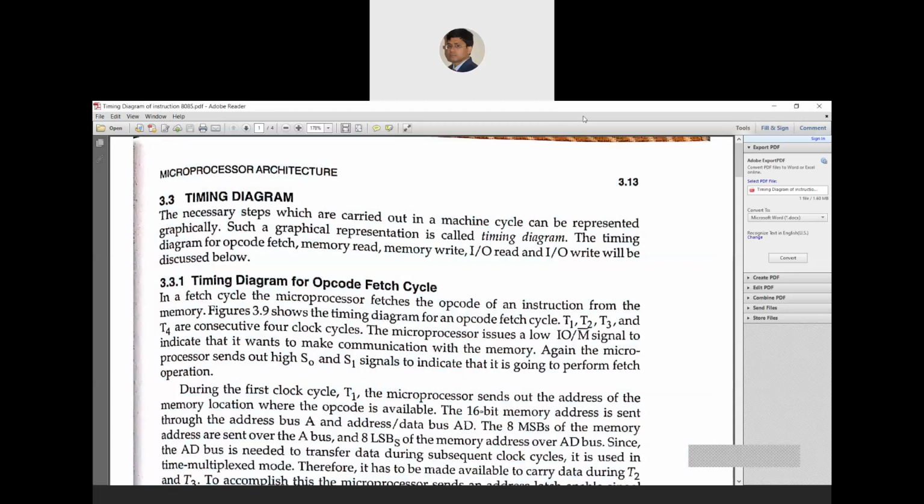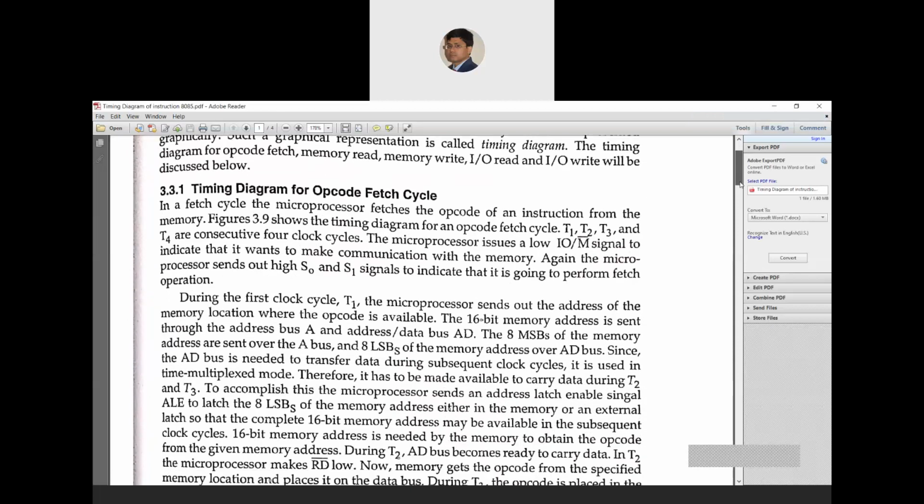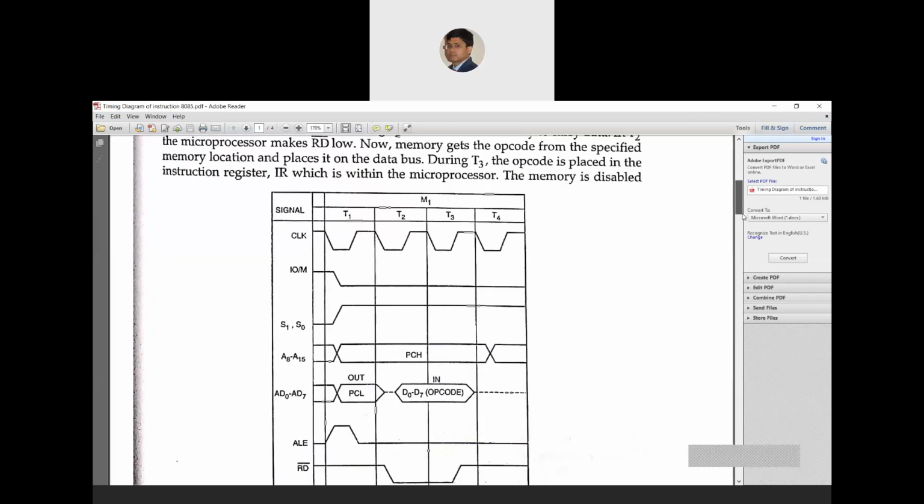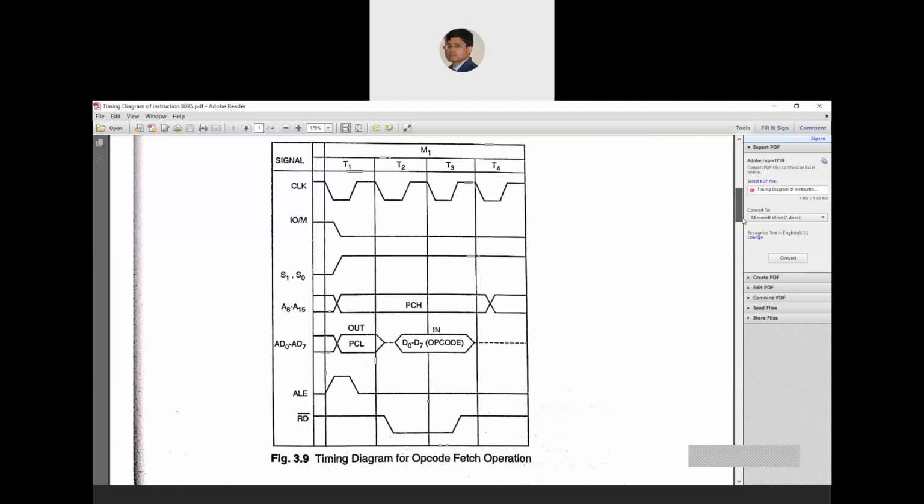So I am at the position of showing the timing diagram of the opcode fetch cycle. The first operation, which is always common for each and every instruction, is opcode fetch. First, you can see the timing diagram of the opcode fetch cycle. So I'm going directly to the figure that shows it.